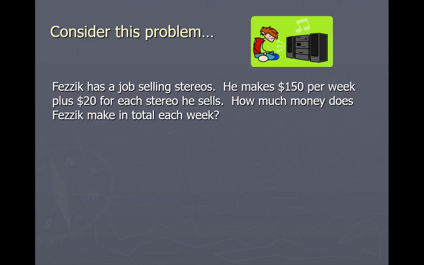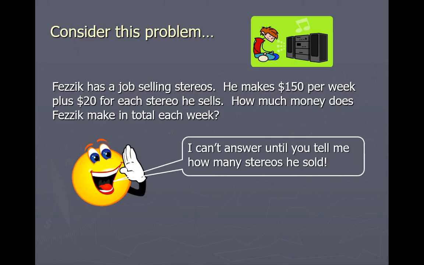The reason it's linear is because he makes $20 for each stereo. It goes up in a straight line. We're supposed to have beat that to death, but if we haven't, I'm reteaching it in case you don't really remember, okay? The first thing you should notice is I can't answer this question until you tell me how many stereos he sold. If I just give this question, $150 per week plus $20 for each stereo he sells, you'd be like, well, how much does he make? I can't possibly know that. There's no way I can figure that out till you tell me how many stereos.